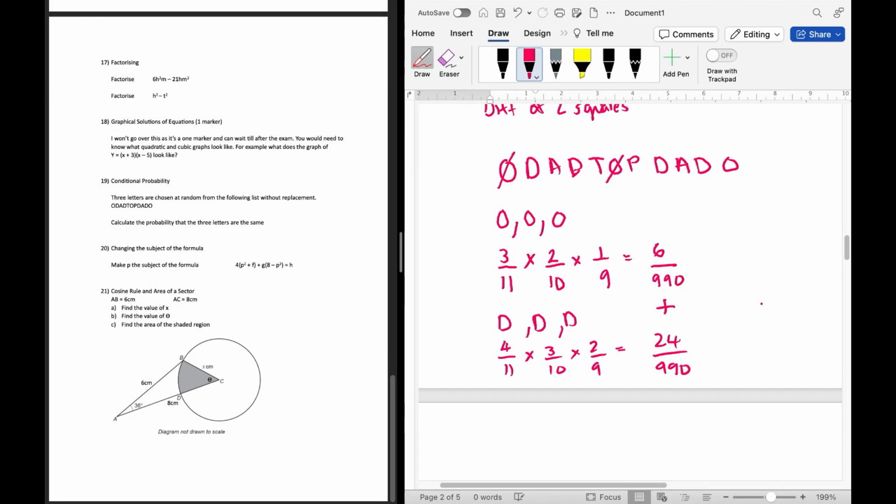And then I need to add my combinations together. So my combined total is 30 out of 990. There are only 2 A's, so we couldn't get 3 of those. There's only 1 T and 1 P, so we couldn't get 3 of those. So they are the only combinations that are suitable here.